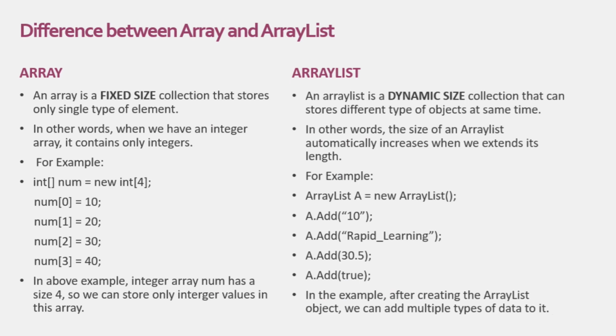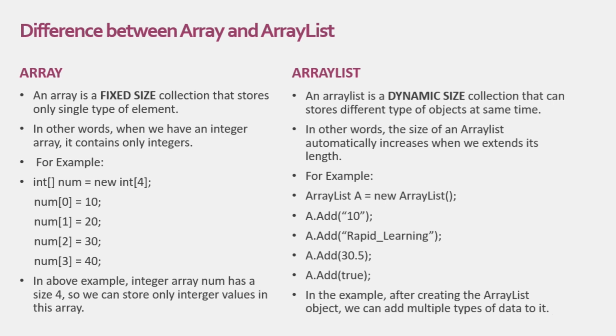An array is a fixed size collection that can store only a single type of data, in other words, if we have an integer array then it contains only integer values. As you can see in the below example, I have declared an array and the size of this array is 4, so I can store only 4 integer values inside it.